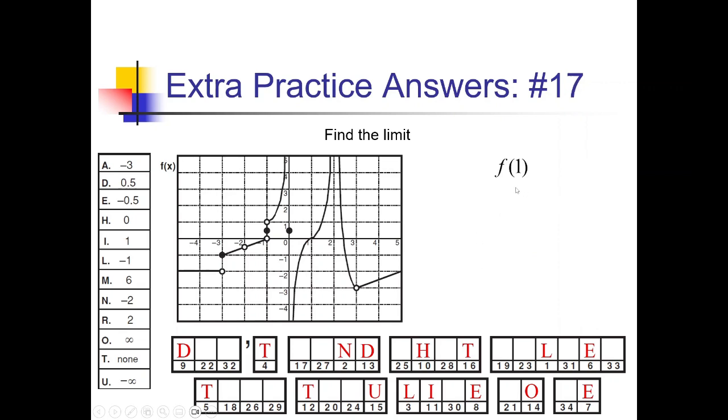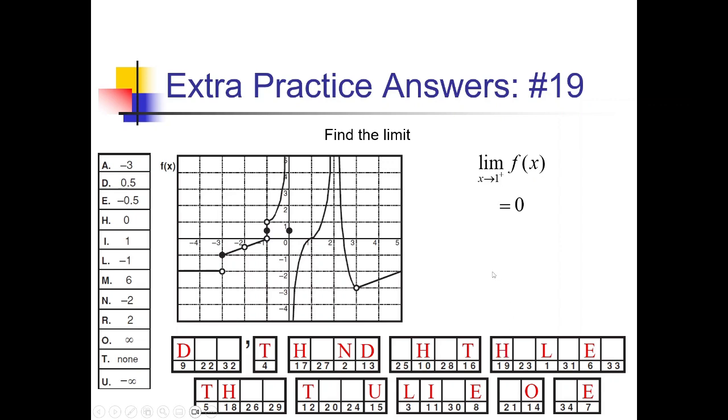For f of 1, we're looking for where the graph is at x equals 1. That's right here. The graph is solid, and it's on the x-axis at 0. So 0 goes with h. That's going in spot 17 right here. For number 18, left side limit at 1. As we get towards 1 from the left side, we're heading towards 0. So again, we're putting an h in that spot. That's going in 18 down here. The right-sided limit at 1, as we come to 1 from the right side, we're heading towards 0 as well. So that's again h, going in spot 19 this time, right here.